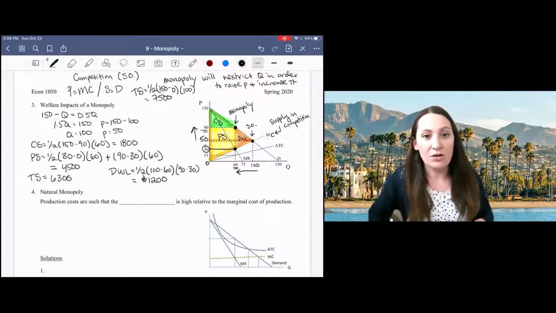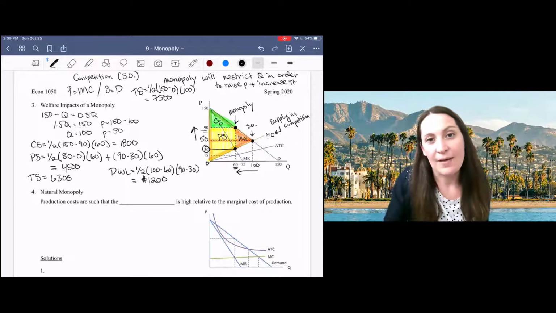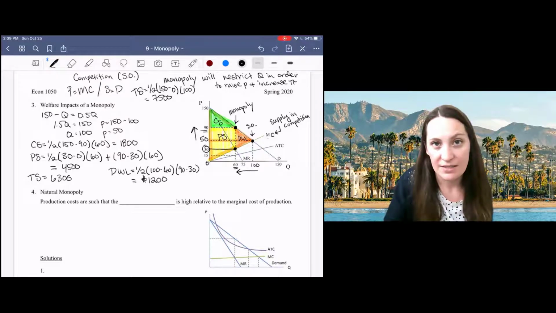So in general, firms with market power will sell a smaller quantity of good. They restrict the quantity, allowing them to charge a higher price than in competition, trying to increase their profits. That's good for the firm, but is bad for consumers and for society as a whole.